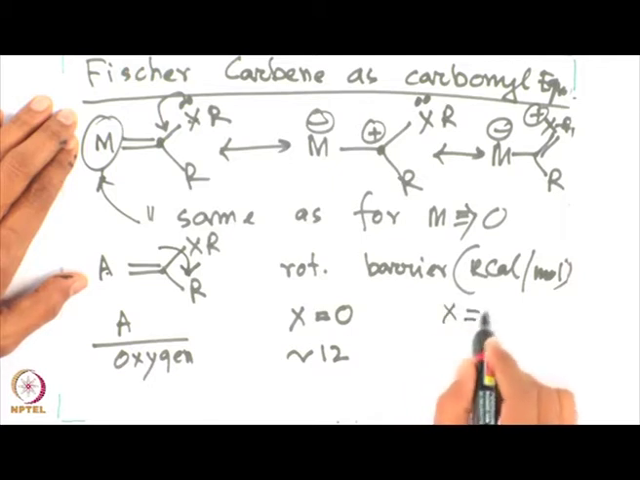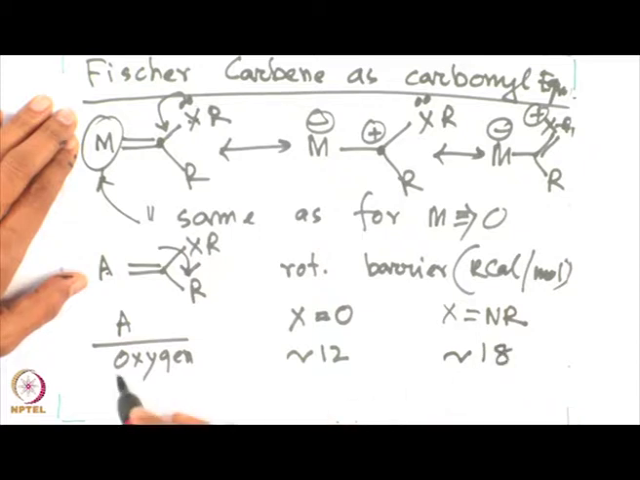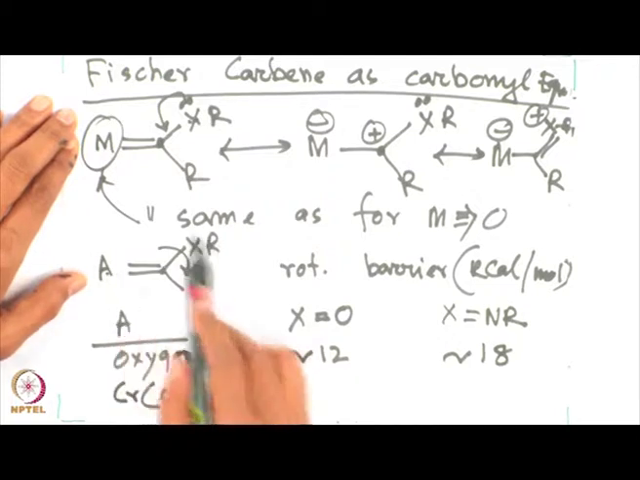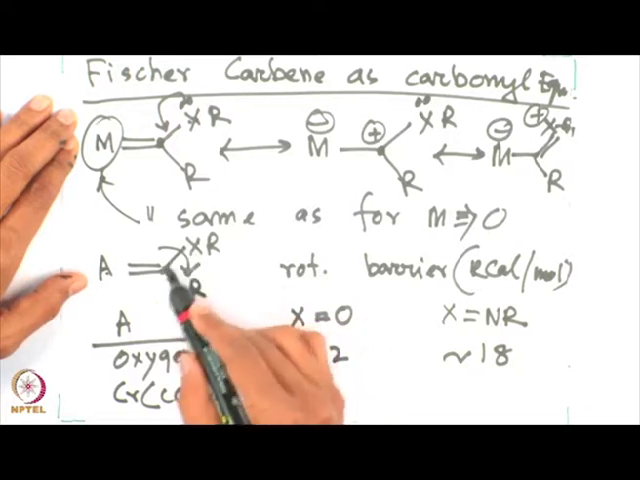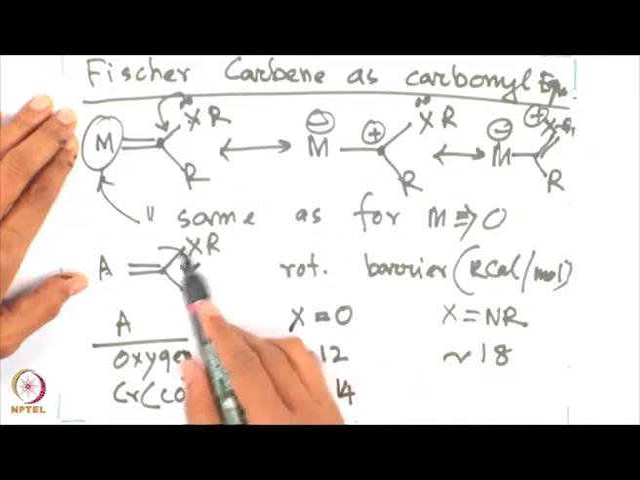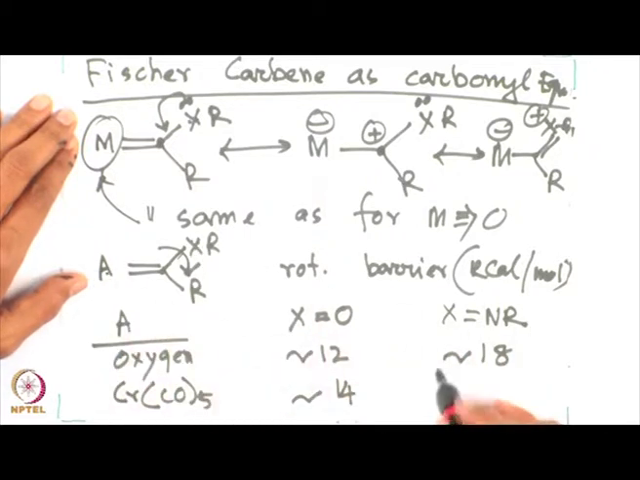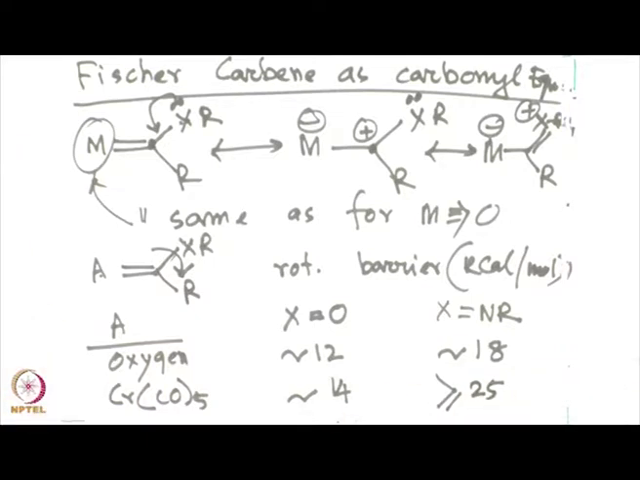Now, X equals NR or X equals N, then we are looking at 18 kcal per mole. If this is Cr(CO)5, that means a Fischer carbene now we are dealing with here. Now, this rotational barrier for Fischer carbene, this C-X barrier, is 14, okay. And if it is an NR, then the Fischer carbene will have a rotational barrier greater than 25 kcal per mole. So, this is very interesting, right.